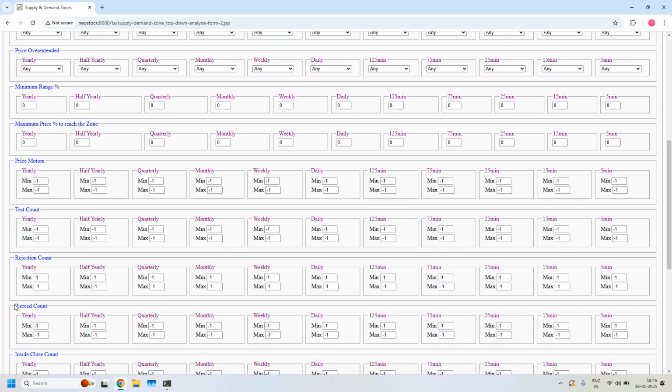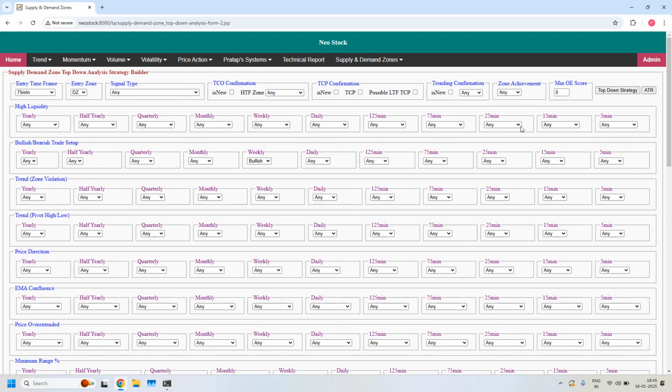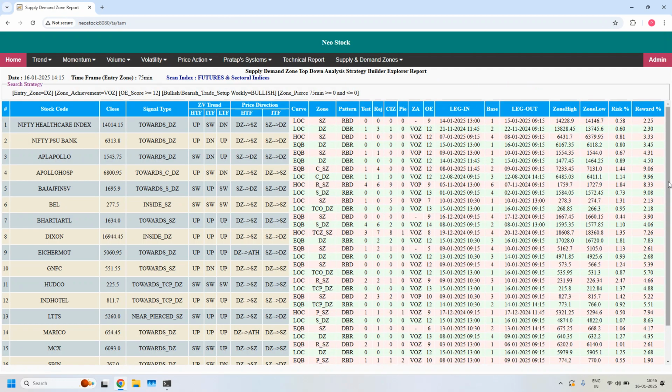So in the pierced count parameter at 75 minutes time frame, I am setting minimum value 0, maximum value 0, zone achievement violated opposing zone, minimum odd enhancer score 12. All 3 filters are applied to 75 minutes demand zone. And we got 18 stocks. So first 15 stocks you are seeing in the list.